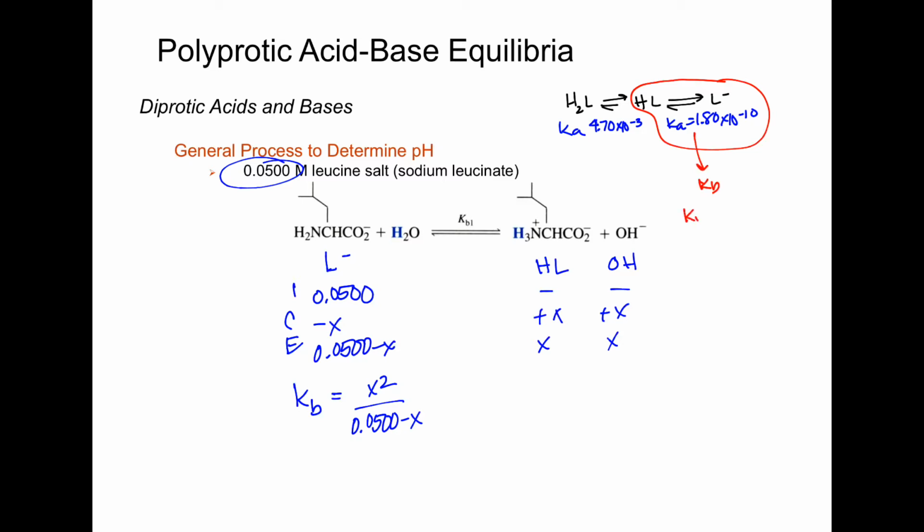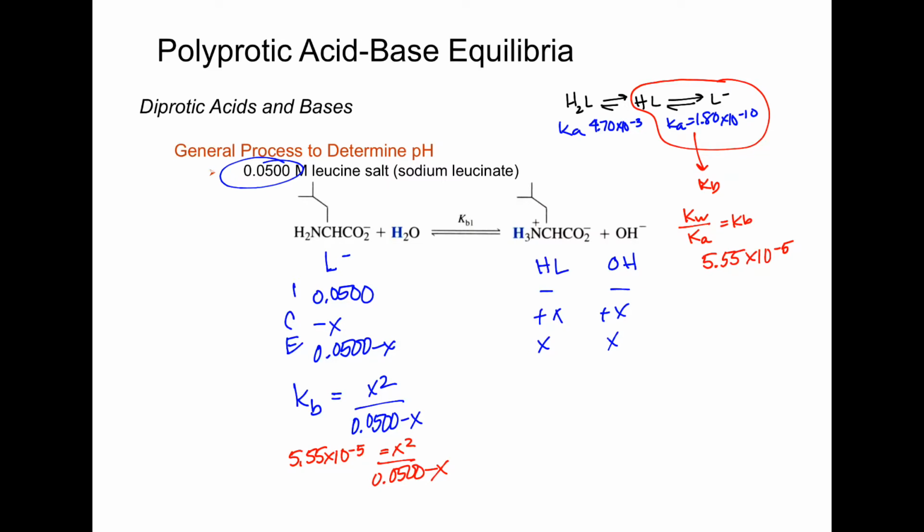Remember that the Kw of water divided by the Ka would get us the Kb. When I did that, I got 5.55 times 10 to the minus 5. That's a lot of 5s there. So this is 5.55 times 10 to the minus 5. We have X squared and minus X on the bottom.